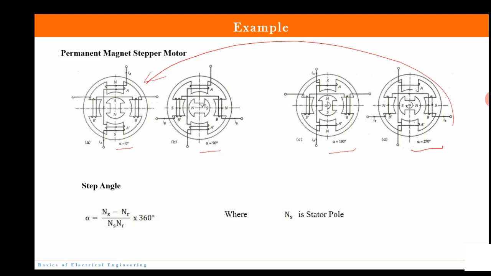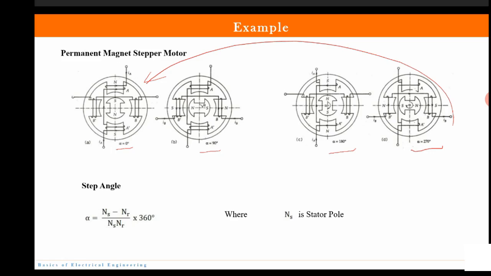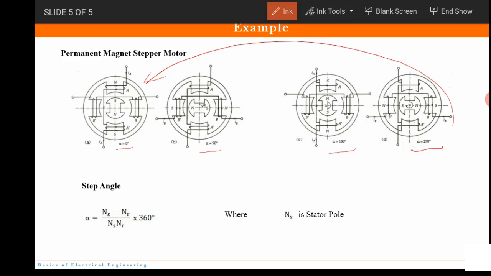That step angle is decided by the equation (Ns minus Nr) upon (Ns into Nr) into 360 degrees. Ns is the number of stator poles and Nr is the number of rotor poles. Please remember that these can never be the same, otherwise the numerator would be 0 and the step angle would be 0. Let us take an example, let Ns be 50, which is very popular. So Nr will be 2 less than that.